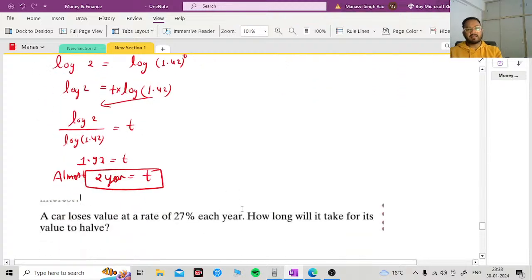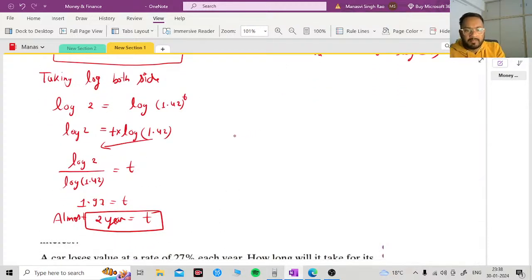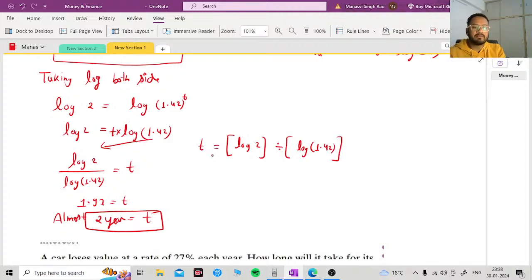अब जिसका मैथ एरर आ रहा है, I think you should put a bracket properly. आप लिखो log 2 bracket divided by, put again bracket log and then again small bracket 1.42 bracket close and bracket close. You can write like this, you will get the value of t. So your value of t will be 1.97 something. That is almost equal to 2 years. Done. That is nearly equal to 2 years. Easy. So that is how we solve this question.